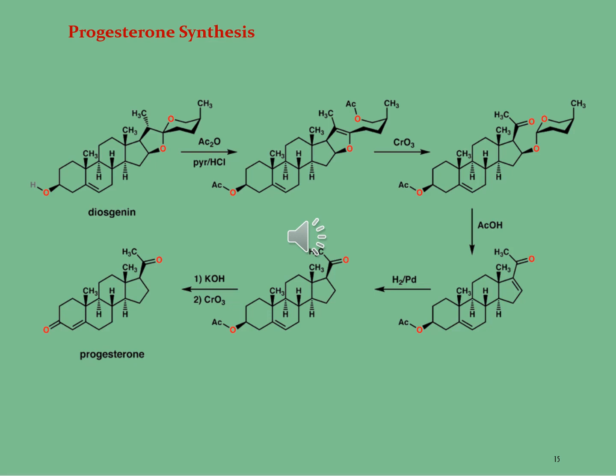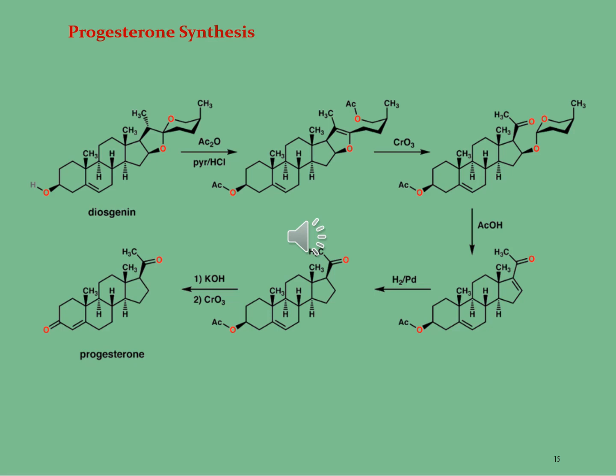Now the double bond present at the carbon 17 position is reduced by using hydrogen in the presence of platinum, which is the general method for the reduction of a double bond. After that we get the next molecule, in which an acetyl group is present at carbon 3, a double bond is present at carbon 5, and an acetyl group is present at carbon 17.